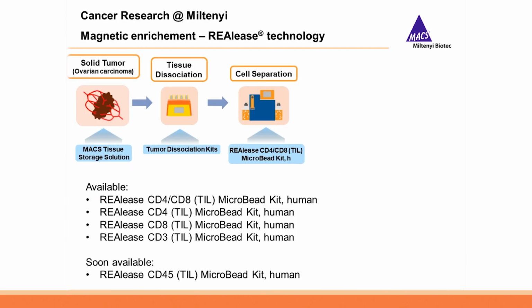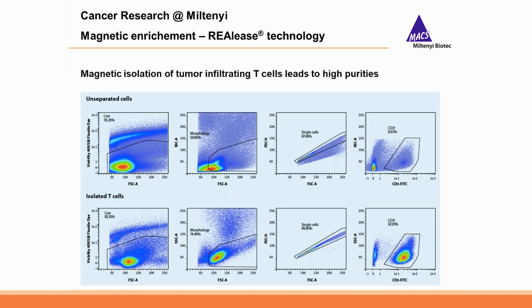We isolated T cells from our dissociated ovarian carcinoma sample using the REAlease CD4/CD8 TIL microbead kit. In addition to this, we also have available REAlease CD4, CD8, and CD3 microbead kits for tumor T cells. And we will soon also have the REAlease CD45 TIL microbead kit available. Using these brand new reagents, we were able to quickly isolate TILs with high purities.